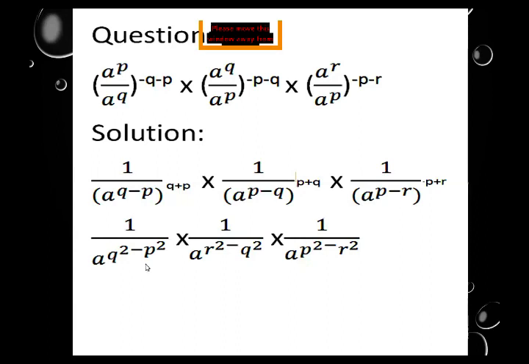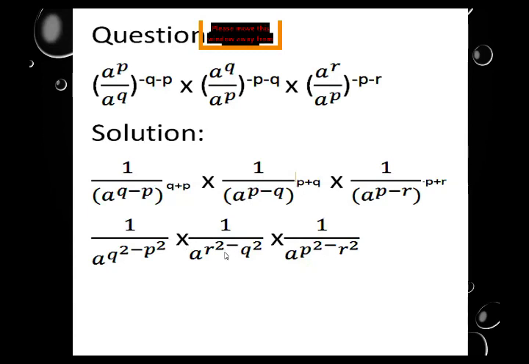So here, what is going on? It becomes 1 over a to the power q minus p, the whole power q plus p. As we know, according to the law of exponents, whenever we have power to power, they both will multiply. Means q minus p will multiply by q plus p. Will you do the detailed multiplication? I don't think it is necessary.